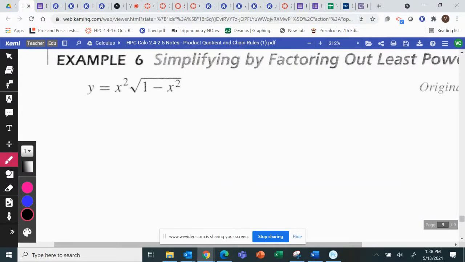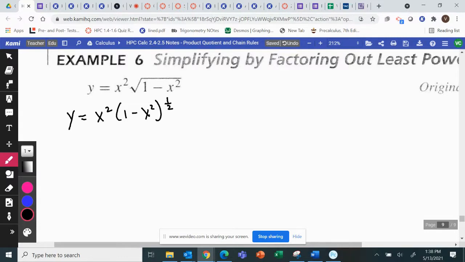What should we do first? Ideas. What do you notice? What's the thing that stands out? Who's talking? Samato? Yes. Take it to the 1/2 instead of the square root. Okay. So we're going to have y equals x squared multiplied by 1 minus x squared to the 1/2 power. Now, that is not the derivative. That's just rewriting.